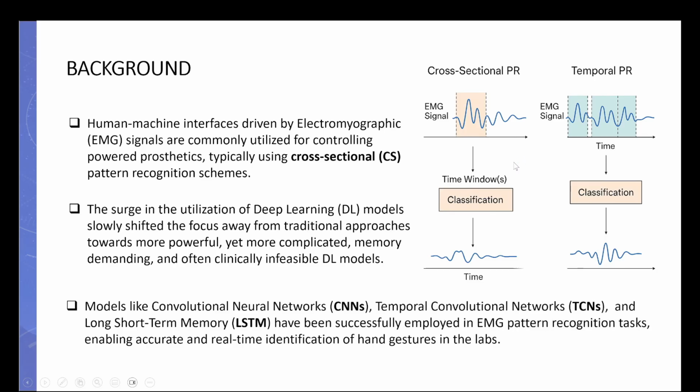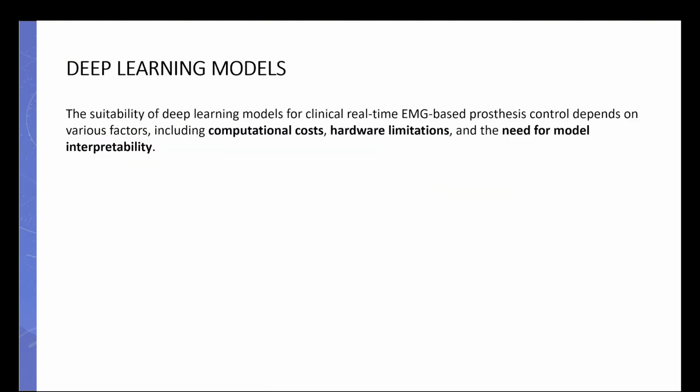Models like CNN, TCN, and LSTMs have been successfully employed in pattern recognition tasks to enable accurate real-time identification of hand gestures in the labs. While these models have been heavily utilized in the literature and several papers are out there, we have to say that the suitability of deep learning models for clinical real-time prosthesis control depends on several factors. These could include, for example, computational cost, hardware limitation, and the need for model interpretability.